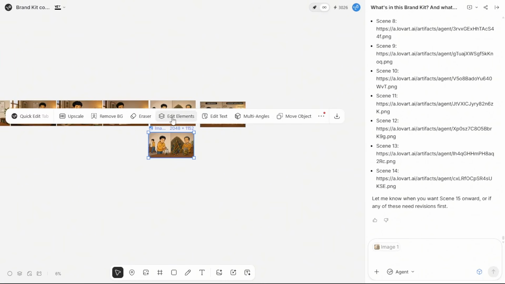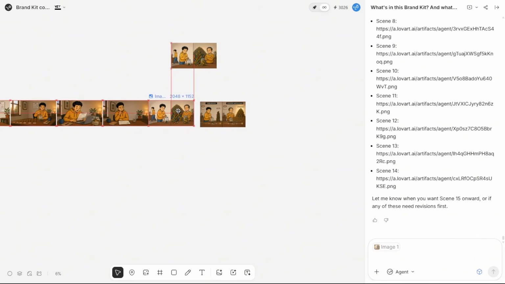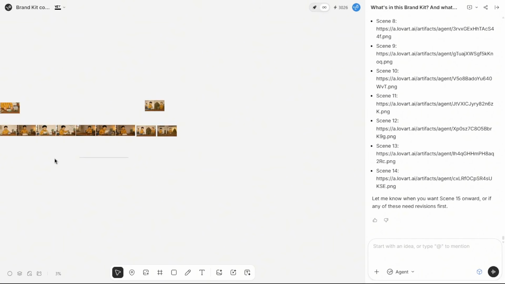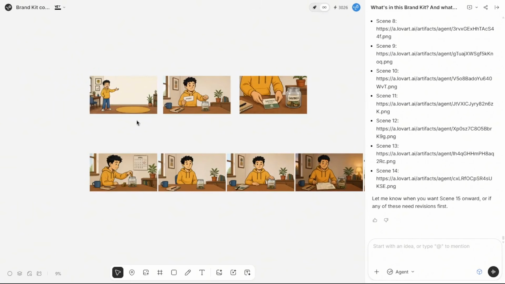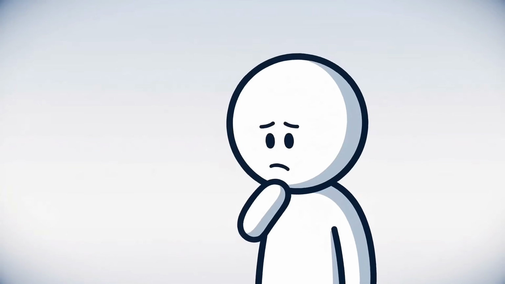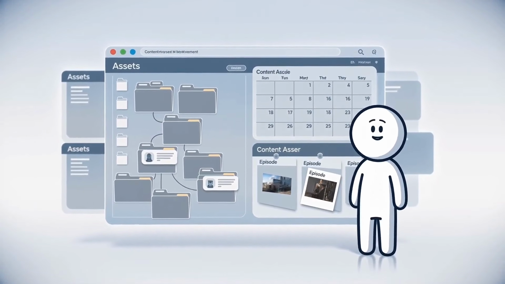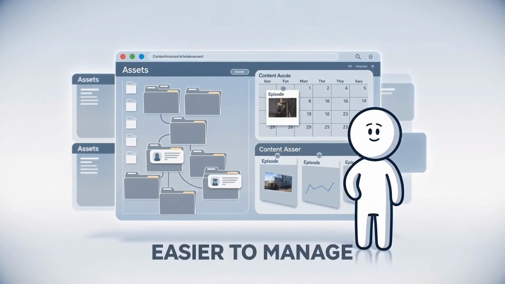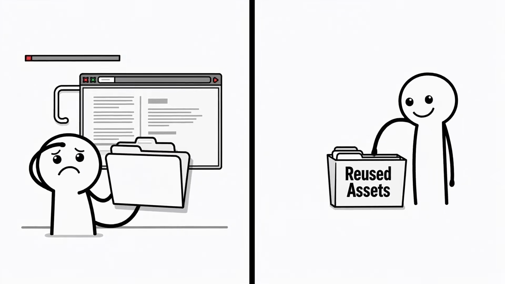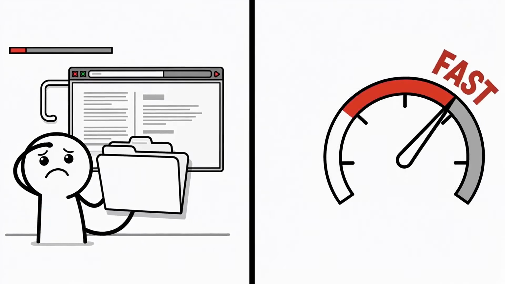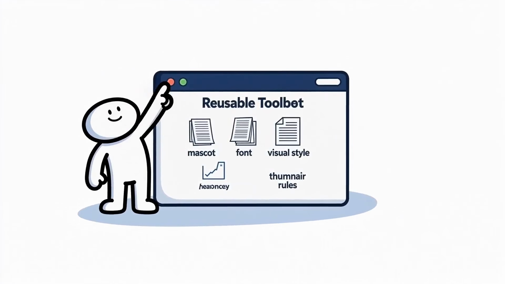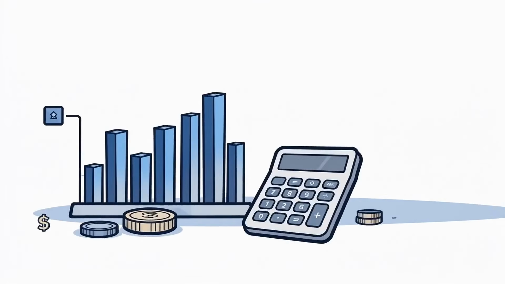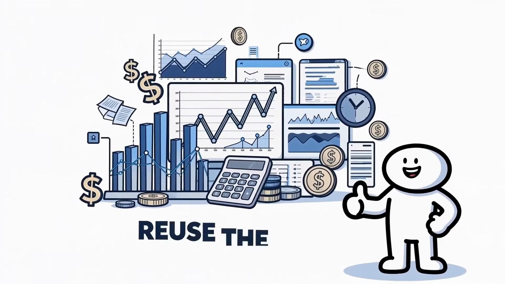And all of these assets stay inside the same project, arranged inside an infinite canvas. Instead of having assets scattered everywhere, I can keep the whole workflow inside one connected workspace. This makes the project much easier to manage, especially if you want to create not just one video, but an entire channel. Once the system is built, the next video becomes much faster. You can reuse the same mascot, same font, same visual style, and same thumbnail rules, then generate a new set of scenes for a different finance topic.